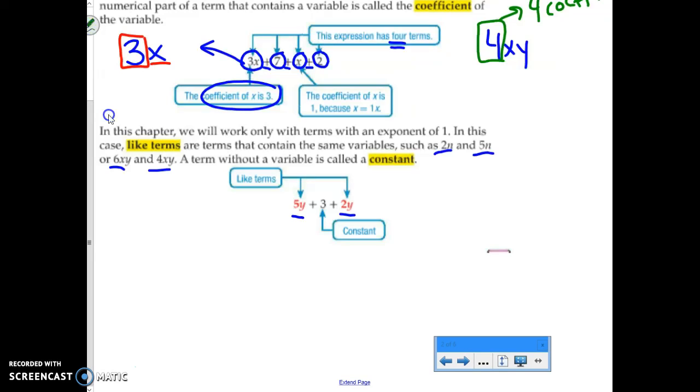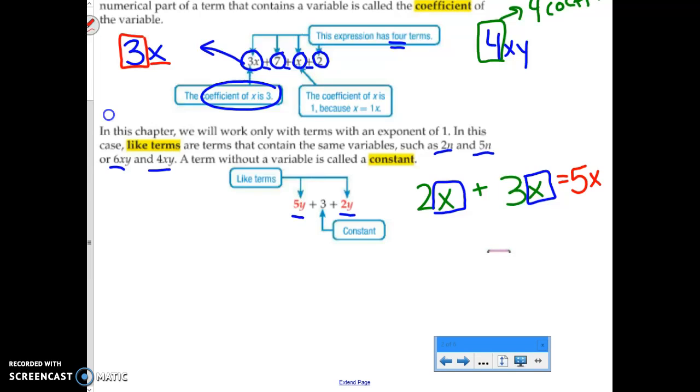If you're ever unsure of whether something is a like term or not, say 2x and then I added 3x to that. You are always going to look at the variables directly after that coefficient. And if they match identically, then they are like terms. So in this case, 2x and 3x are like terms, and I can add 2x's to 3x's, which gives me 5 total x's.